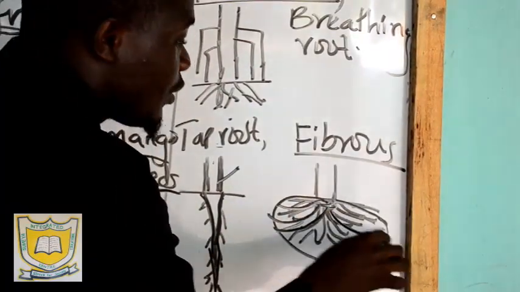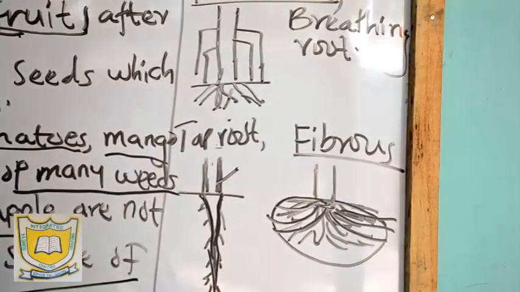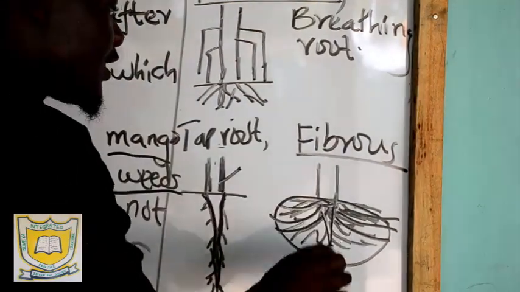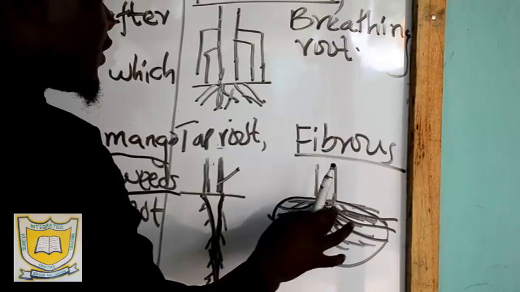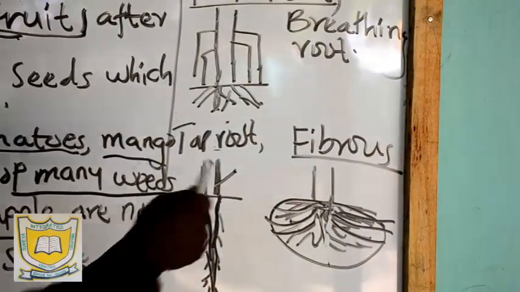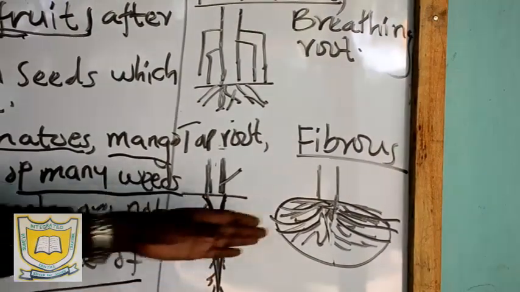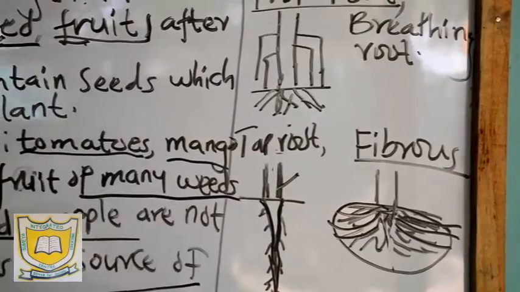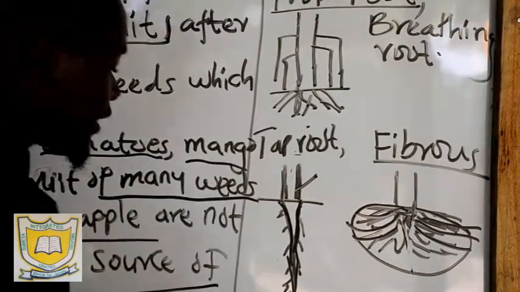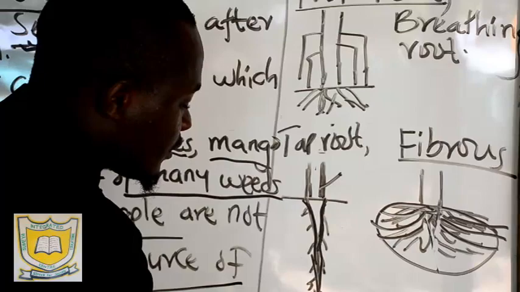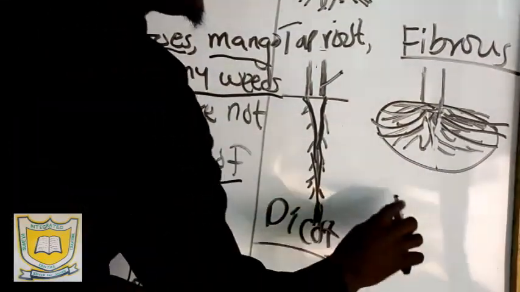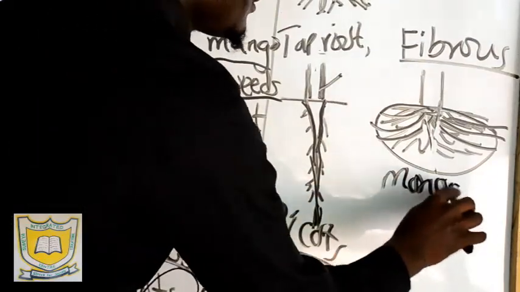They are going laterally, they are going horizontally like that. It doesn't go vertical like the taproot here. Now where do we get the fibrous root? What crops have fibrous roots and what crops have the taproot? Now these ones, they are found in dicots. It is found in dicots, but the fibrous root is found in monocots.